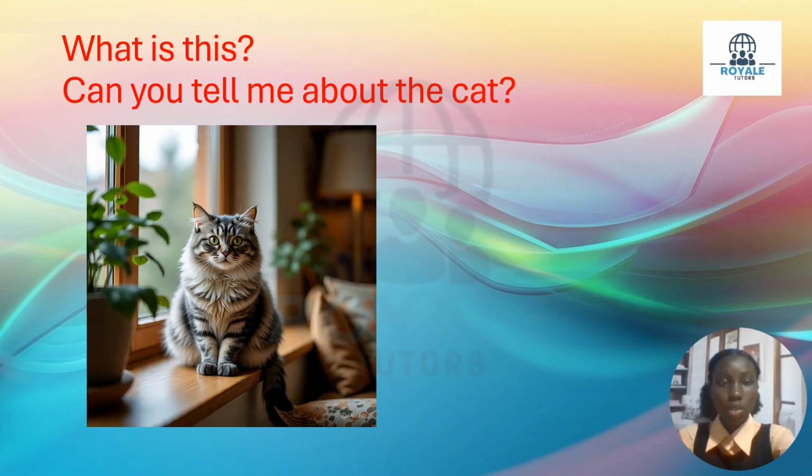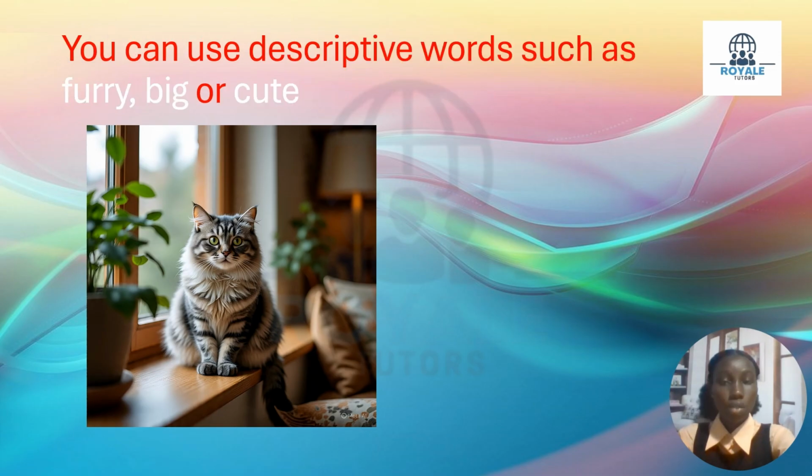Looking at the cat, you'd see that the cat is staring at you and the cat is calm. Now, what quality can you use to describe this cat? You can use descriptive words such as furry, big, or cute. So you can say, oh, a cute cat. My cat is cute. So you're describing the cat.